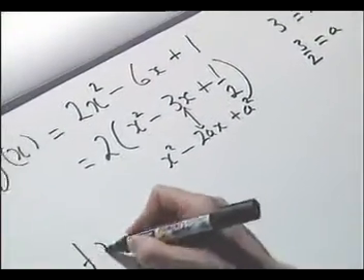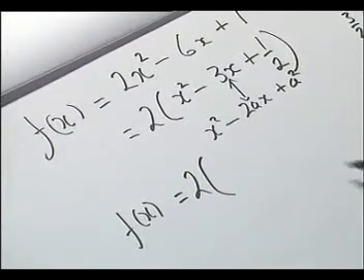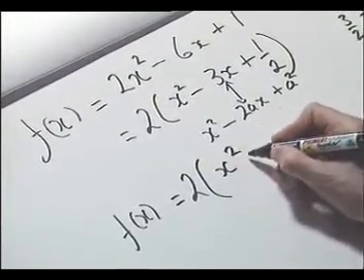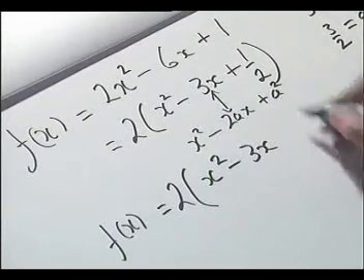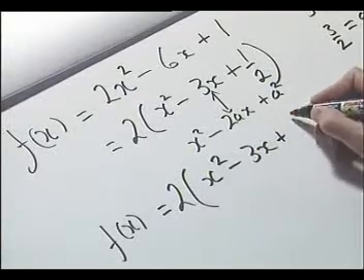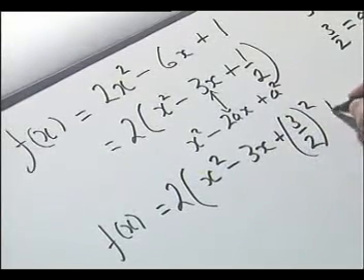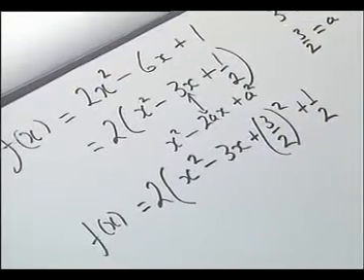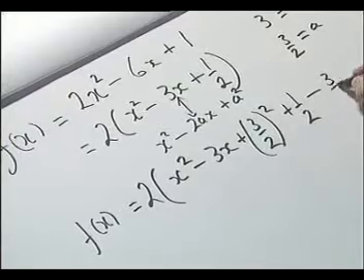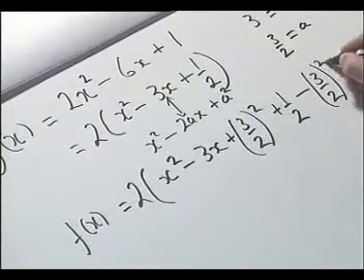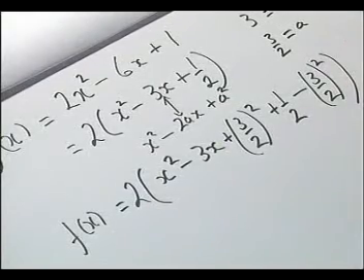So our function f of x is going to be equal to 2 times x squared minus 3x. And now we want plus a squared. So that's plus 3 over 2 all squared. Plus the half that was there originally. And now we've added on this, so we've got to take it away. 3 over 2 all squared. And finally we opened a bracket, so we must close it at the end.